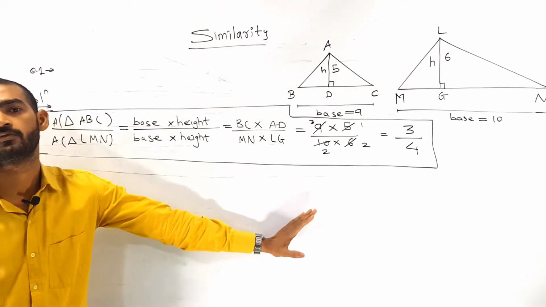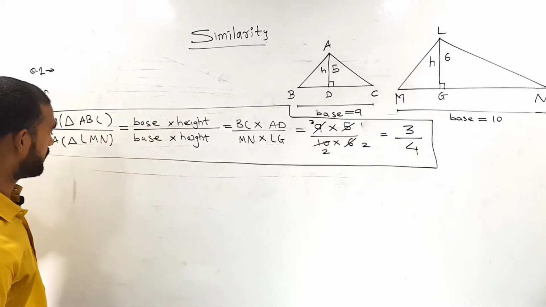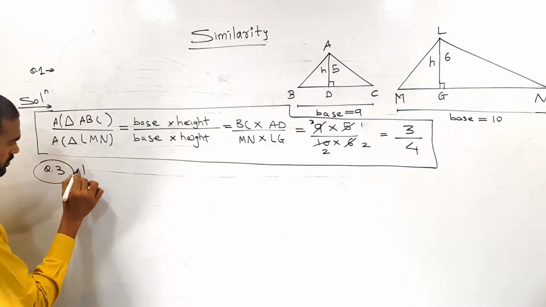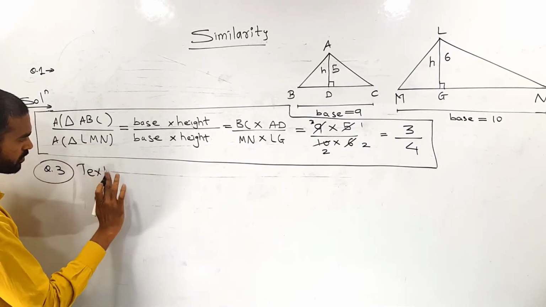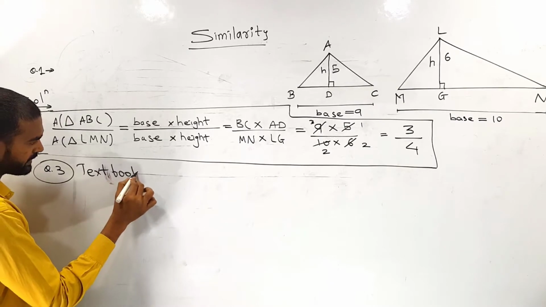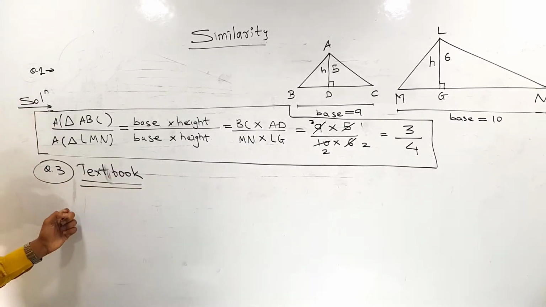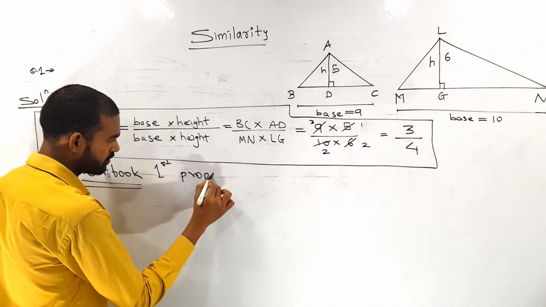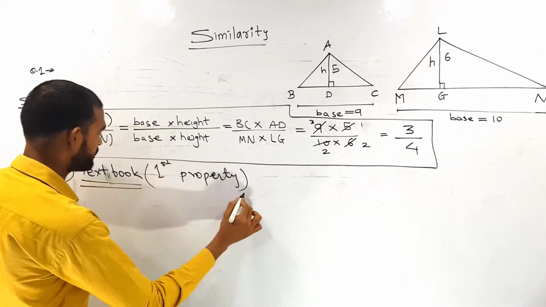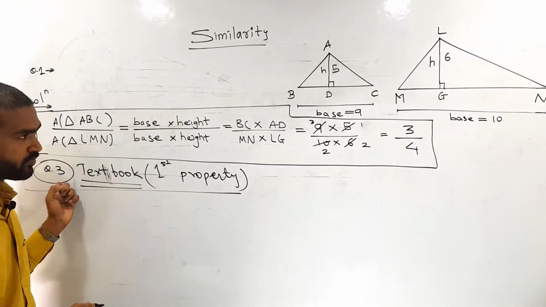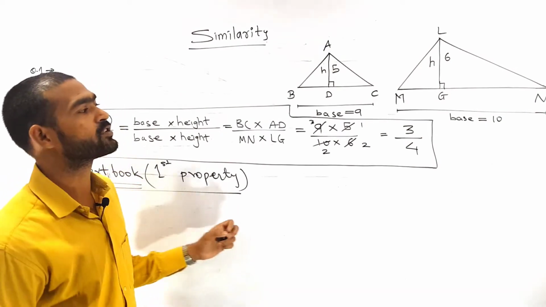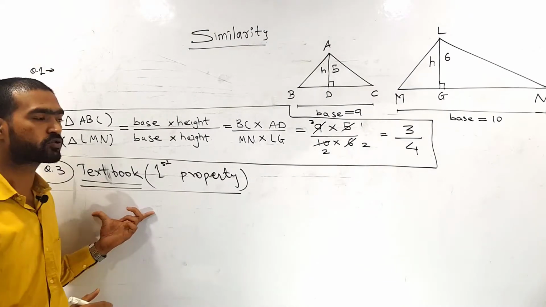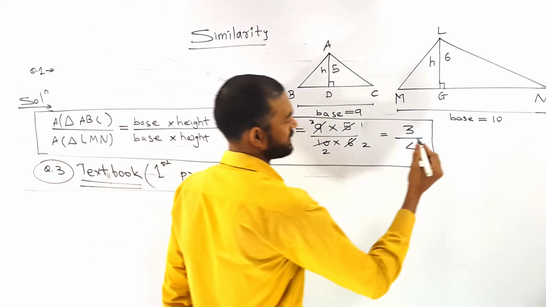Everyone clear this solution? Okay students, now remember question number 3 of your textbook. Question number 3 of your textbook is dependent upon first property. So this question number 3 from the same exercise 1.1, you can solve as homework. And to solve this question you have to apply which formula? The same formula.